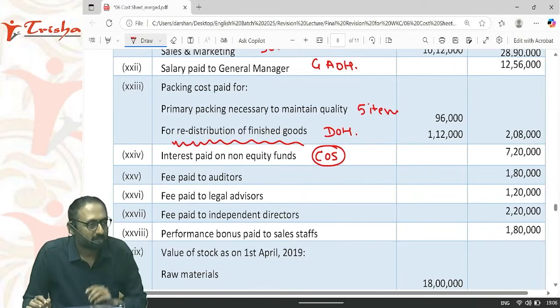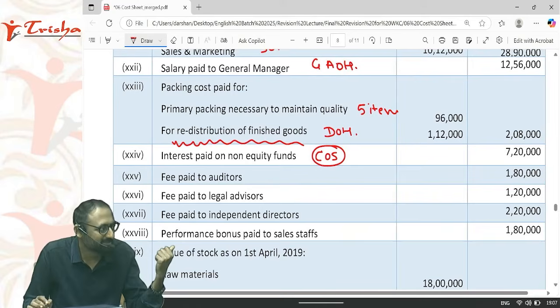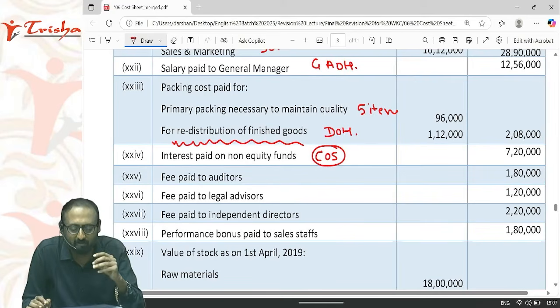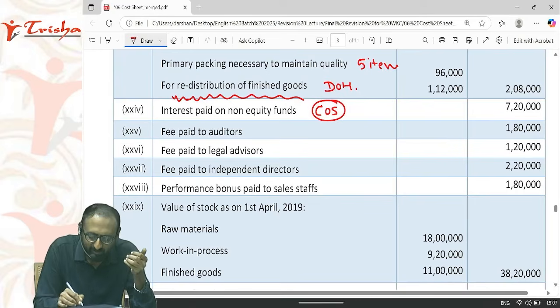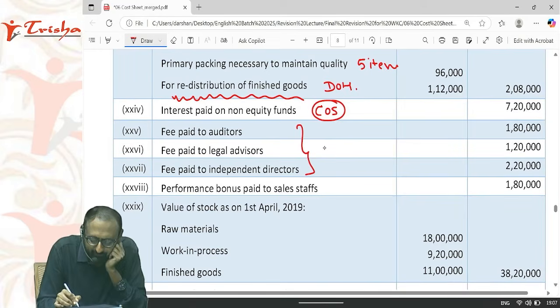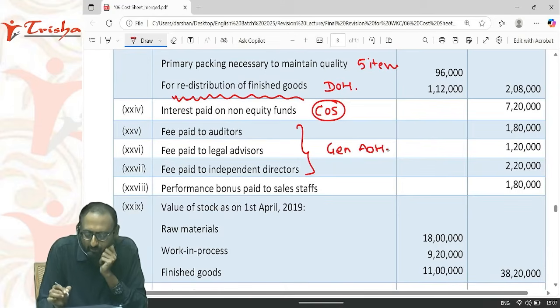Correct, sir ji? After administration general, selling overhead. After selling overhead, distribution overhead. After distribution overhead, write this line, interest on non-equity fund. It will be your cost of sales. Agreed? Fees paid to auditor, legal advisor, independent director. Wrong answer. General administration overhead. Correct, sir?